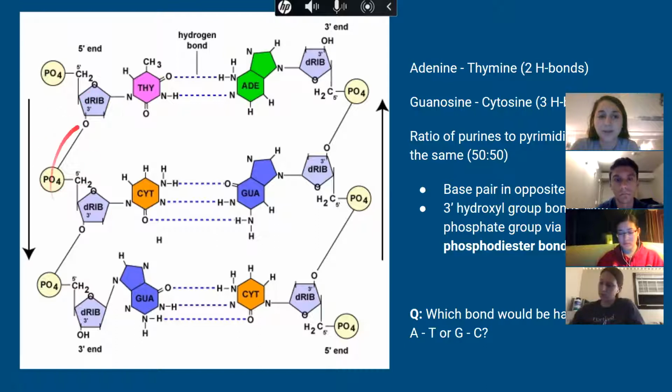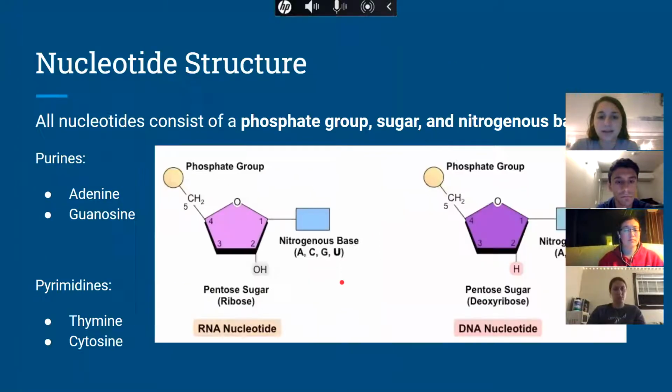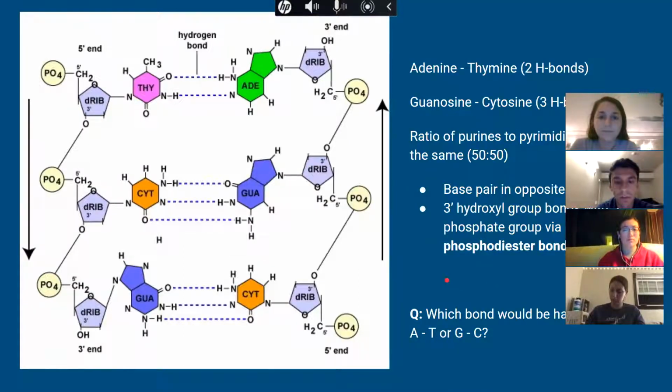That's pretty important. And in DNA nucleotides, you do not have a hydroxyl group on the 2' carbon, it's just carbon. Whereas if we go back to this slide, you see on an RNA nucleotide, you do have this hydroxyl group, but for DNA, you do not. That's pretty important. We haven't talked about dideoxyribonucleic acid, but dideoxy just means that it's missing both the 2' and the 3'.